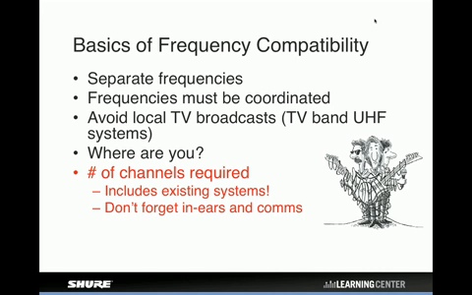And again, the reason this webinar is entitled frequency coordination for wireless audio systems is because in-ear monitor systems and comm systems, those things are all important. They all operate in the same spectrum. So any device that's operating in the UHF television band needs to be part of your overall coordination plan.